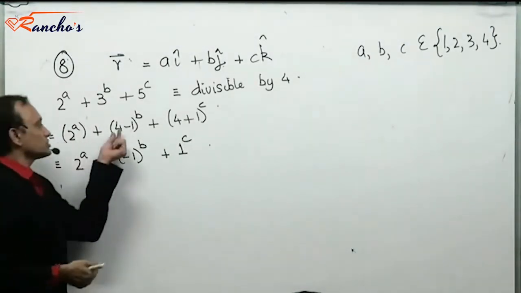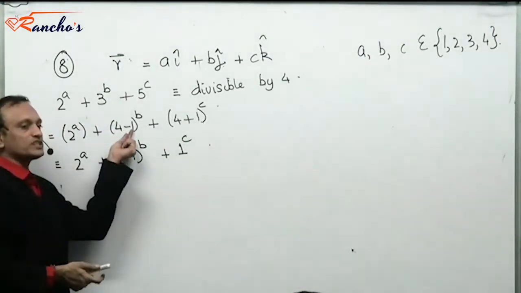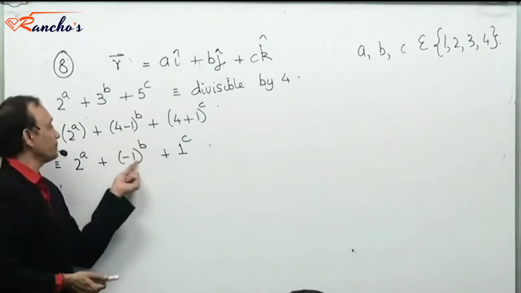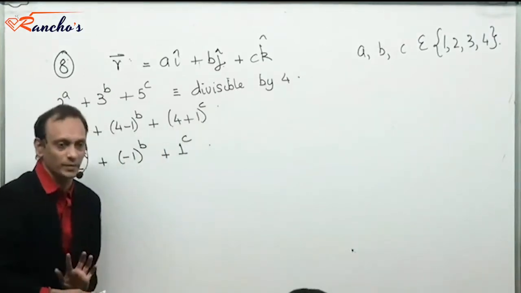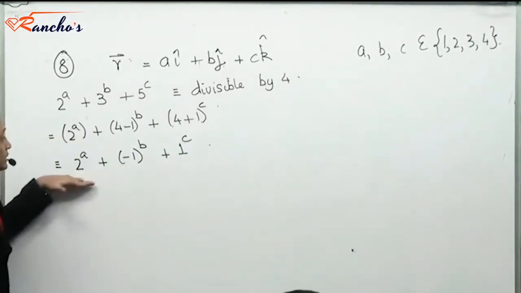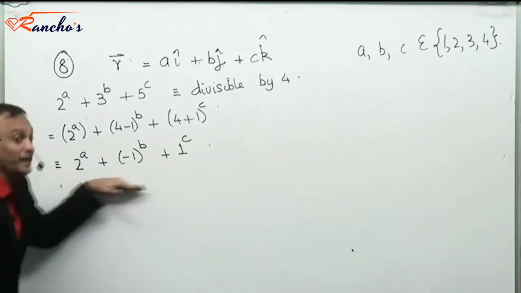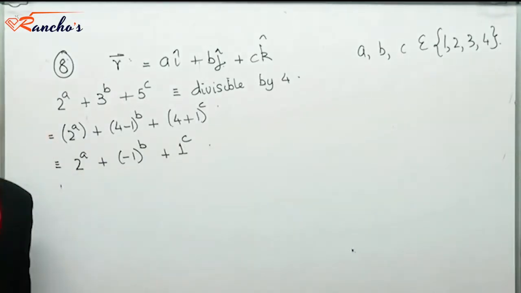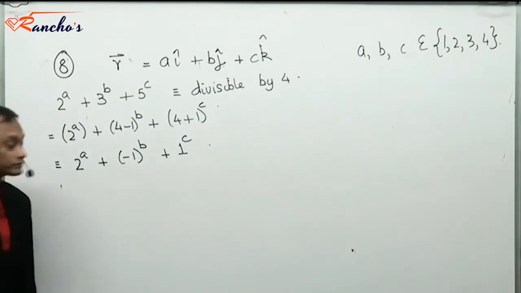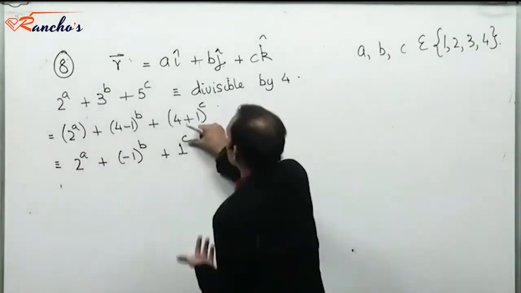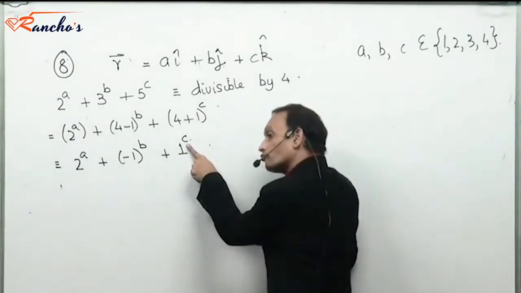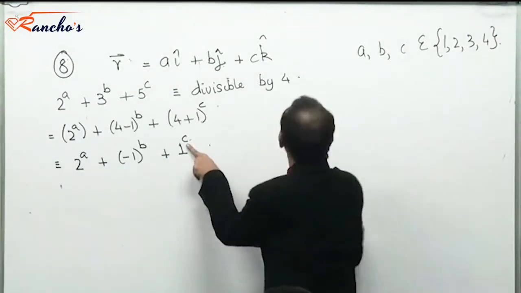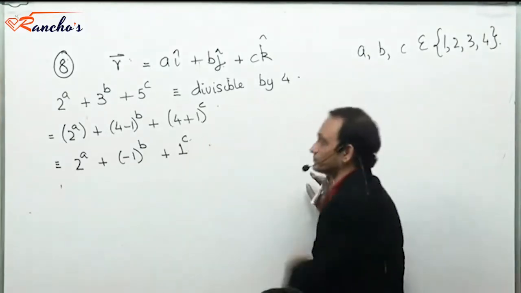Because except for the last term of this expansion, which is minus 1 to power b, and the last term of this expansion, 1 to power c, all of the terms are anyways divisible by 4. So we need to examine the condition that will cause the remaining terms to be divisible by 4, yes or no? Right? Okay. Now c anyways could take any value, because there are 4 ways of selecting c from this set. So it will not matter.